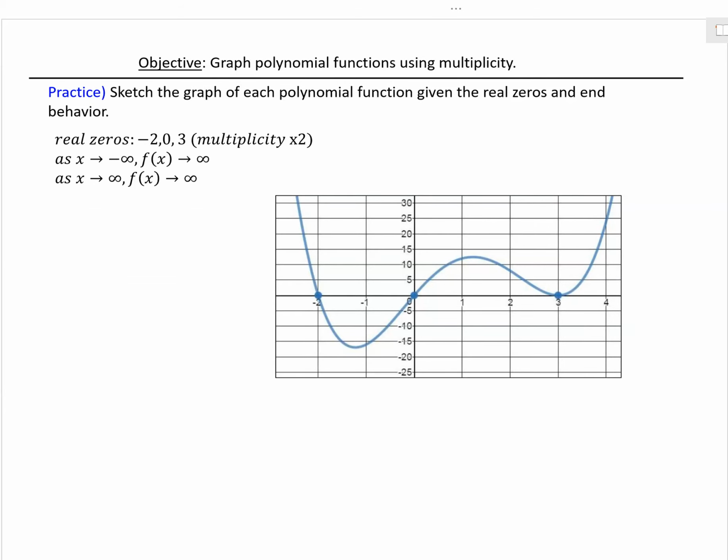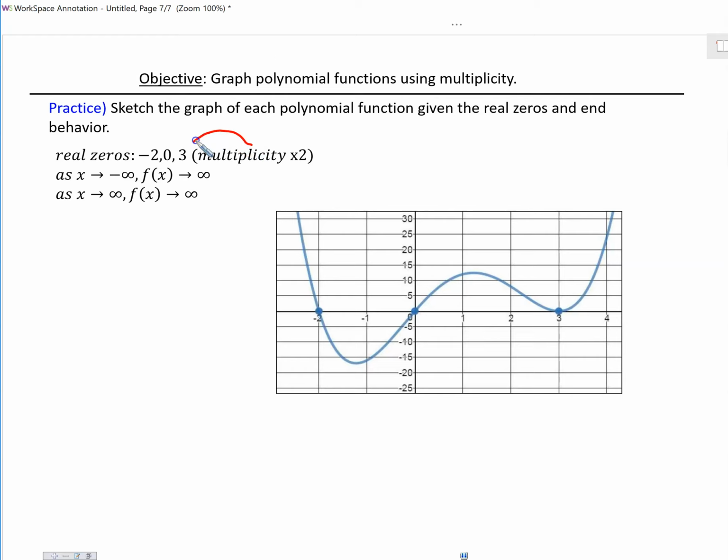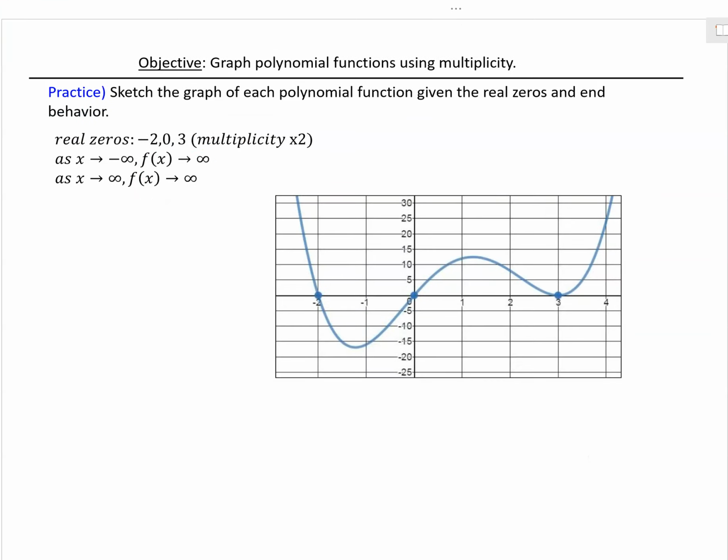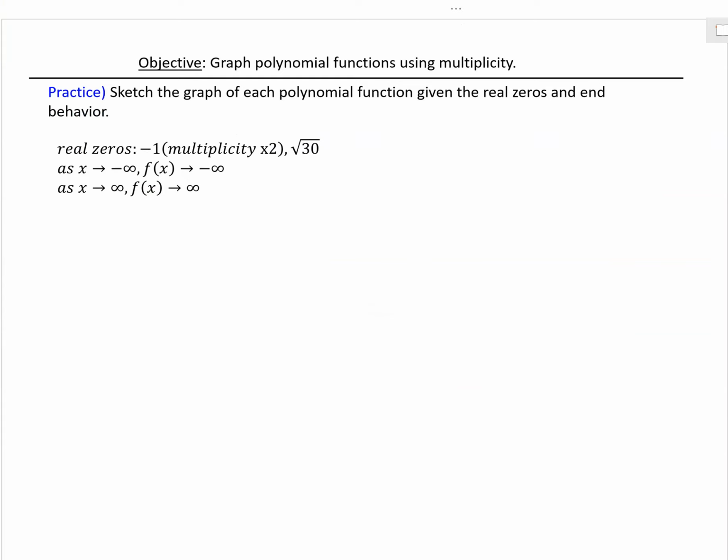So here, what we see is we have zeros at negative 2, 0, and then our 3, which has our multiplicity. And our end behavior is to positive infinity on both ends. So that's our left end and our right end. So notice it goes straight through each of these zeros because they're just regular old zeros. But at 3, which has the multiplicity of 2 and even multiplicity, it creates a relative minimum. And then it heads to its other end behavior. Let's try another one. Pause your video here and graph this one.